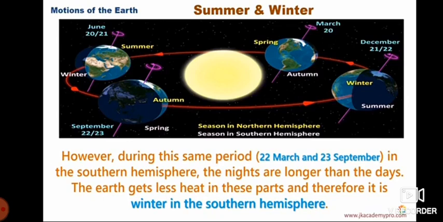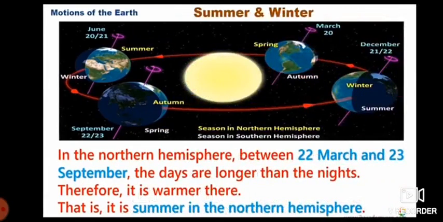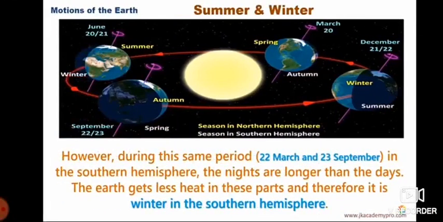In the northern part, days are longer and nights are shorter. Daytime big, nighttime short. But opposite to that happens in the southern. Nights are longer and days are shorter. Yes, that means that time the earth gets less heat in this part. Which part? Southern part, and therefore it is winter in the southern hemisphere. Did you understand?